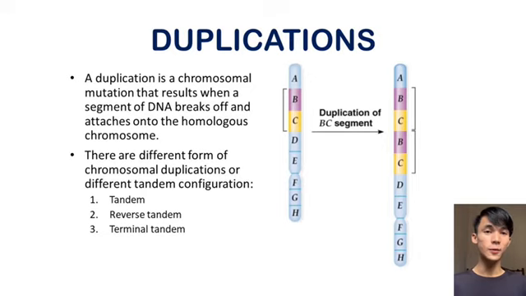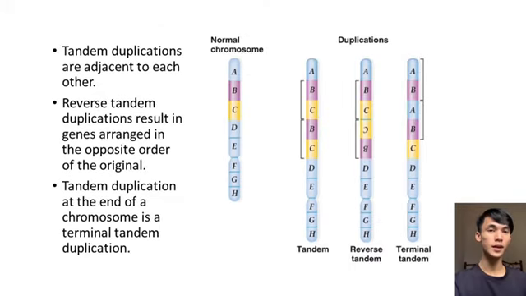Duplications. A duplication is a chromosomal mutation that results when a segment of DNA breaks off and is attached onto the homologous chromosome. There are different forms of chromosomal duplication, or different tandem configurations. 1. Tandem. 2. Reverse tandem. 3. Terminal tandem. Tandem duplications are adjacent to each other.